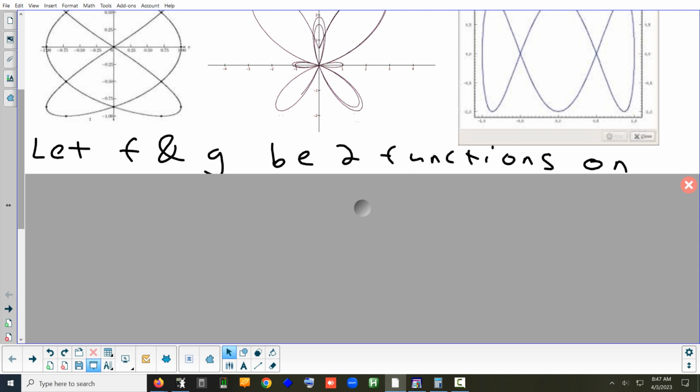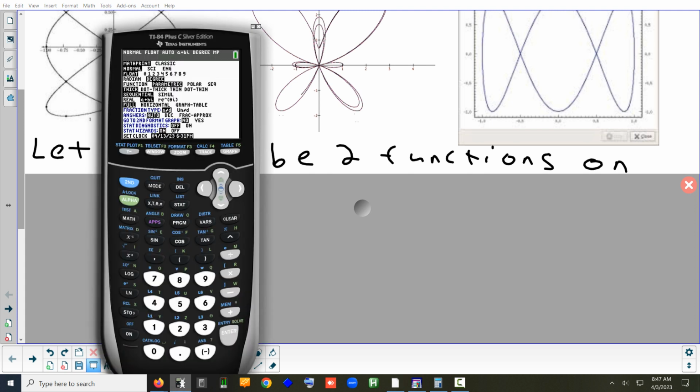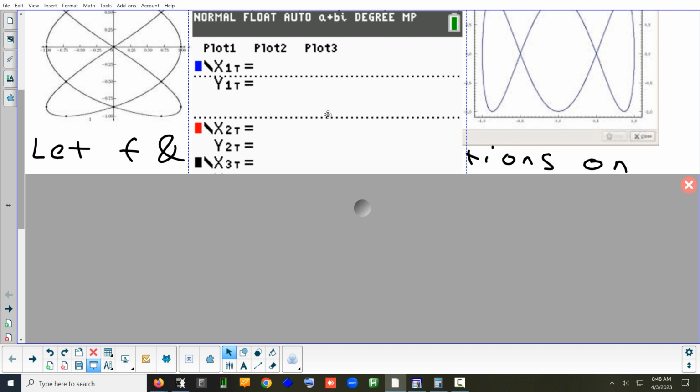So what is parametric? Well, the main idea of parametric: if you go to mode and then go to the second one over, it says parametric. If you put it on parametric and then press y equals, you'll notice it looks very different. It doesn't say y equals anymore. Well, some of them say y equals, but some of them also say x equals. And you'll notice that for any one equation or any one graph, like the blue one, there are two formulas to create that one picture.